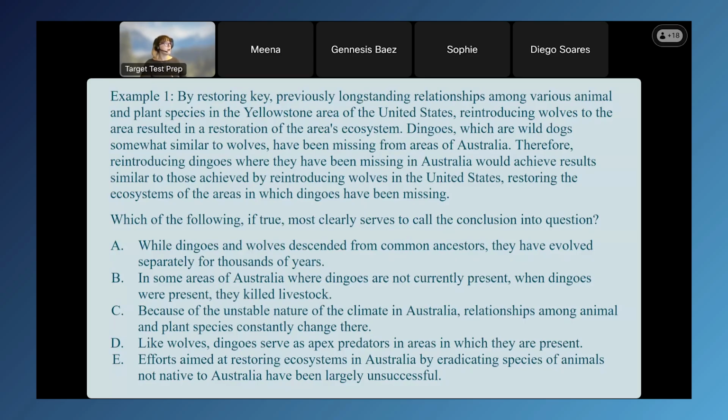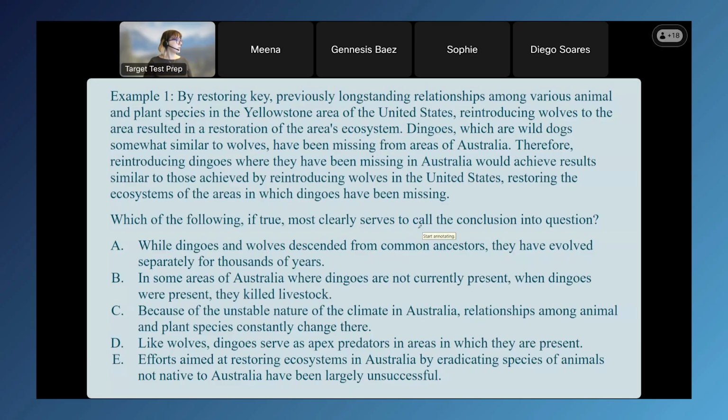Okay. By restoring key previously long-standing relationships among various animal and plant species in the Yellowstone area of the United States, reintroducing wolves to the area resulted in a restoration of the area's ecosystem. Dingoes, which are wild dogs somewhat similar to wolves, have been missing from areas of Australia. Therefore, reintroducing dingoes where they have been missing in Australia would achieve results similar to those achieved by reintroducing wolves in the United States, restoring the ecosystem of the areas in which dingoes have been missing.